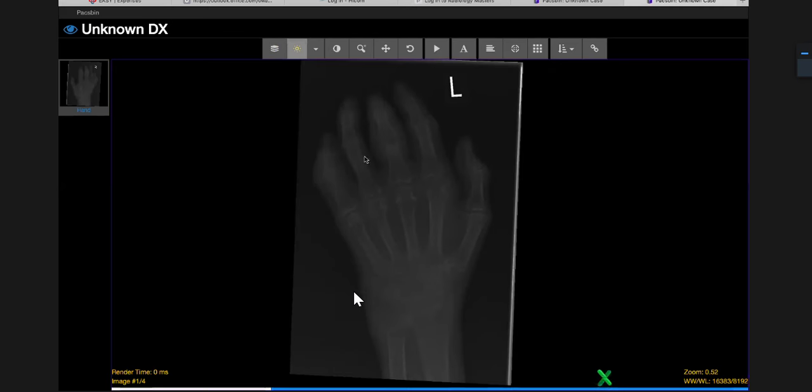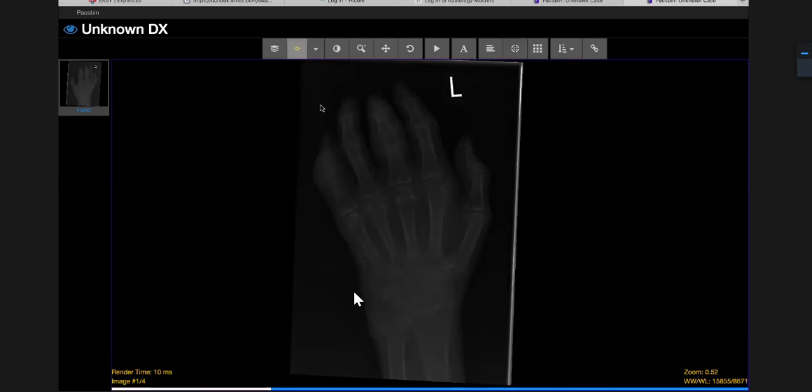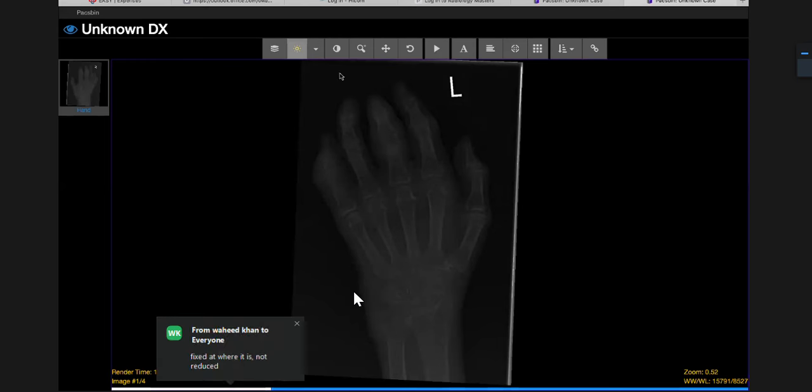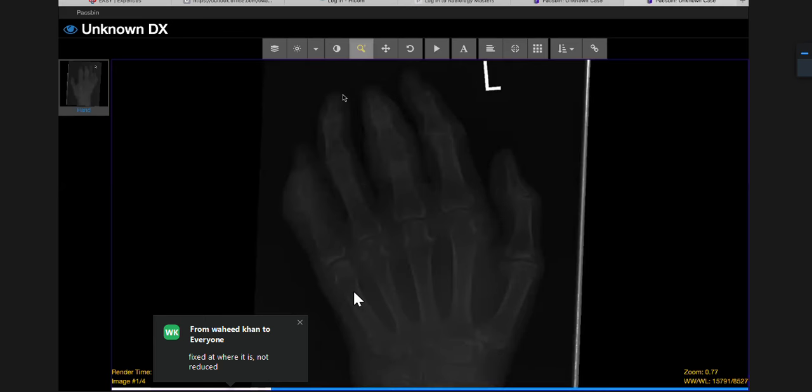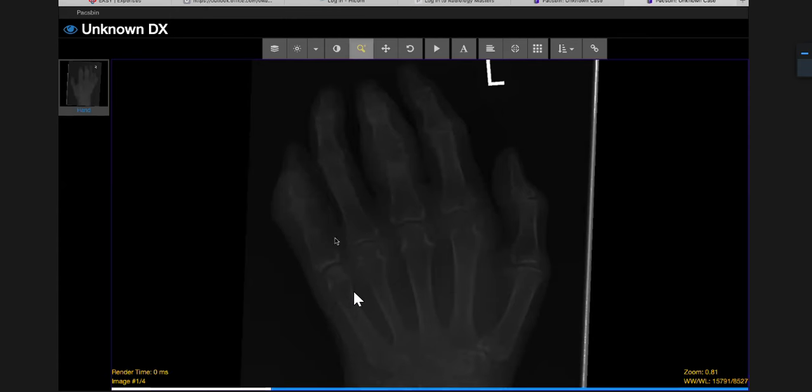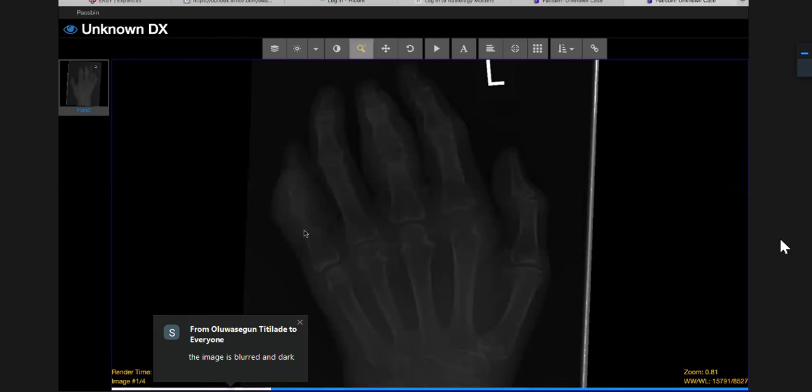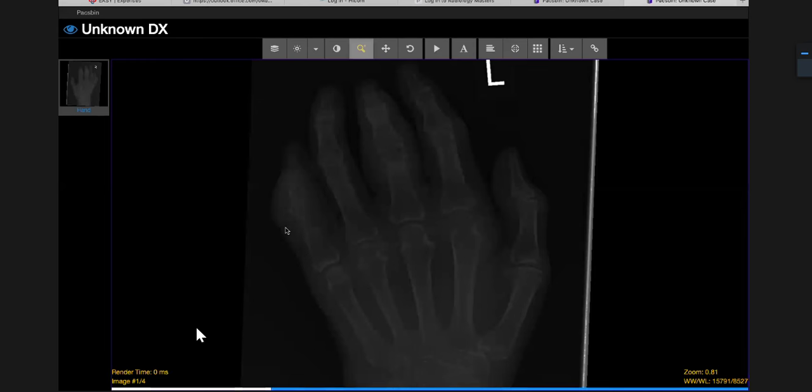Patient presents with swelling in the hands. So this is a DP view of a left wrist and hand. There are multiple lesions. It's quite abnormal actually, and there are multiple lesions in the phalanges. In the small finger proximal phalanx, there is a destructive appearance with a soft tissue component.